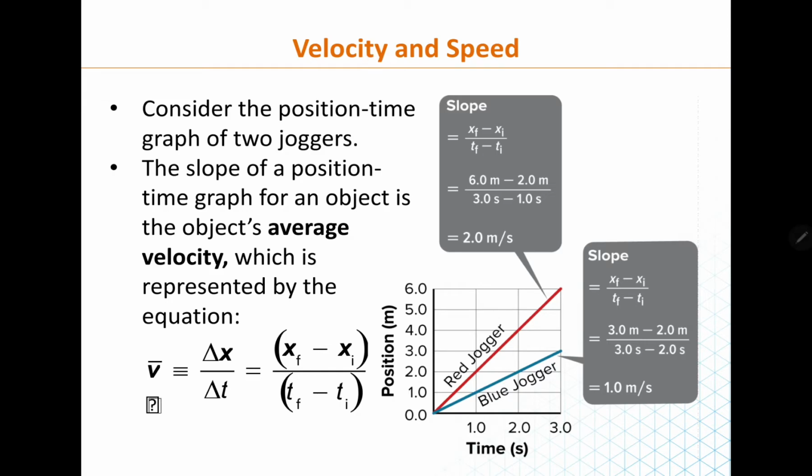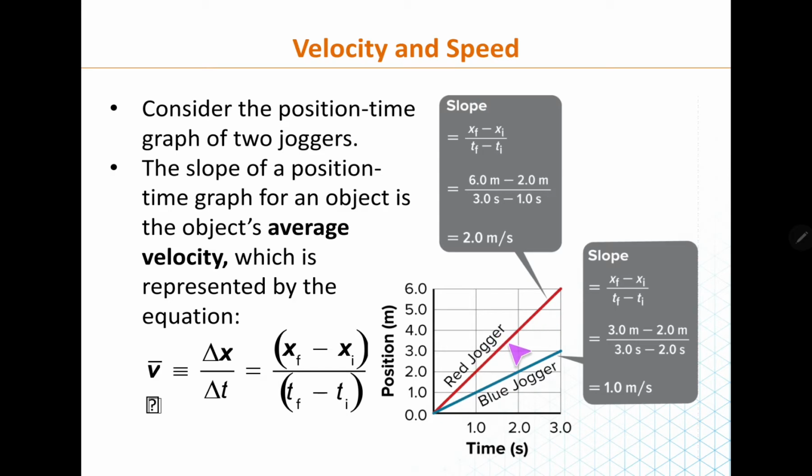Here we have velocity and speed, and we will learn what's the difference between velocity and speed. Consider the position time graph of two joggers. The slope of a position time graph for an object is the object's average velocity, which is represented by the equation v equal to delta x over delta t, which is equal to x final minus x initial over t final minus t initial.